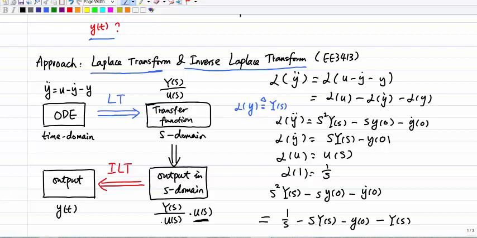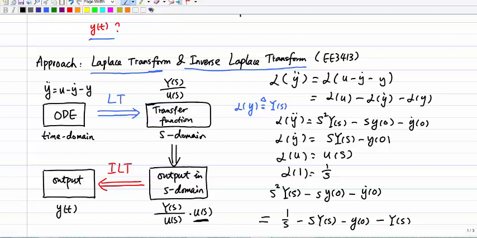Then once we figure out the solution in the S domain, we can do the inverse Laplace transform to find the output in the time domain. In other words, we don't solve the differential equation anymore. We just need to convert to the S domain, find a solution in the S domain, then do the inverse Laplace transform to find a solution in the time domain.